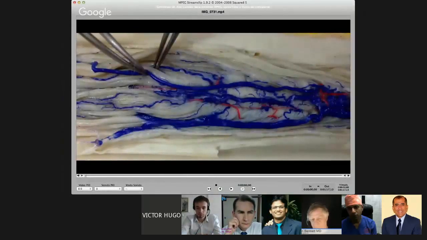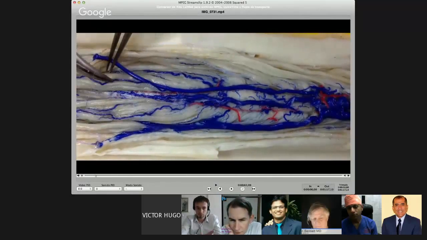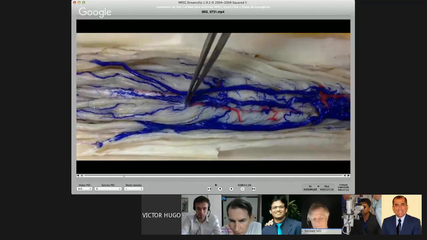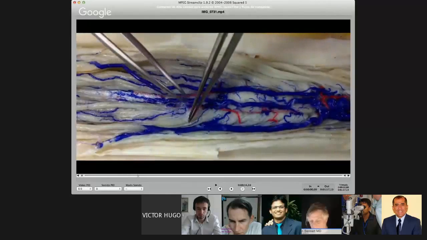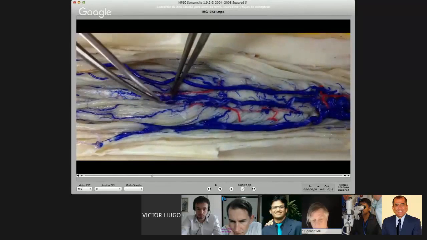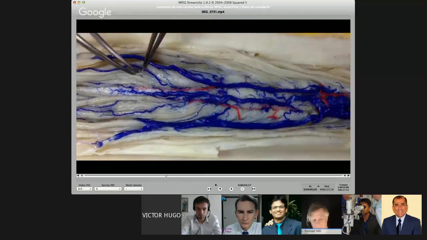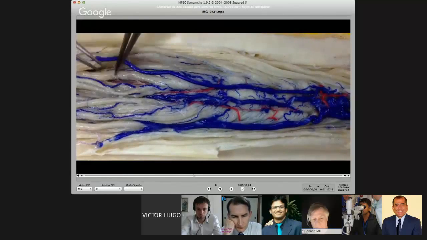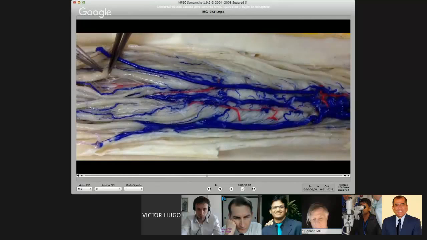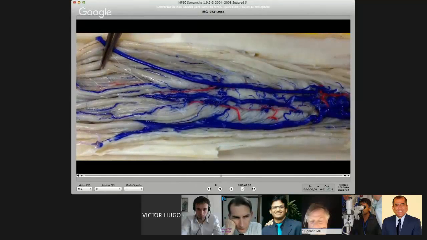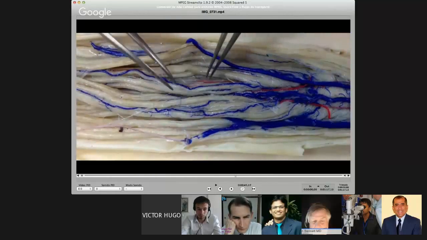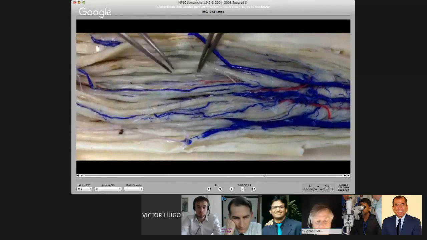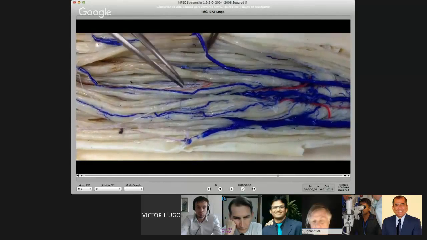For example, this is a dissection of the spinal cord. This is the arachnoid, and this is the posterior aspect of the lumbosacral spinal segment. In this dissection, I am looking for the posterior spinal arteries. I am displacing these spinal nerves to see the lateral aspect of this spinal cord.